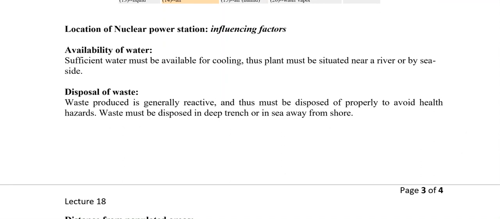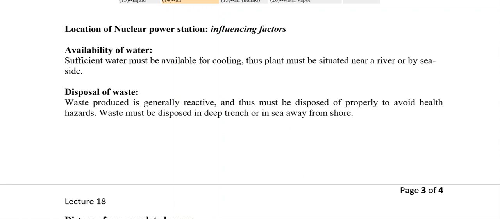Availability of water: sufficient water must be available for cooling. The plant must be situated near a river or by the seaside. The Chashma nuclear power plant is located near Chashma. The Karachi nuclear power plant, and the newly installed nuclear power plant, are situated near the Arabian Sea. So obviously the availability of water should be there. It is for cooling purposes, and it is also for safety purposes as well. That was the case in Fukushima Daiichi as well.